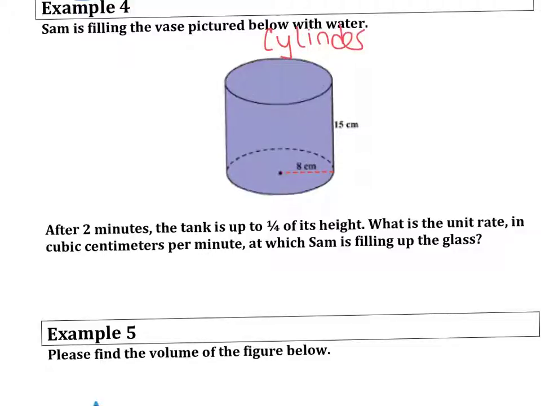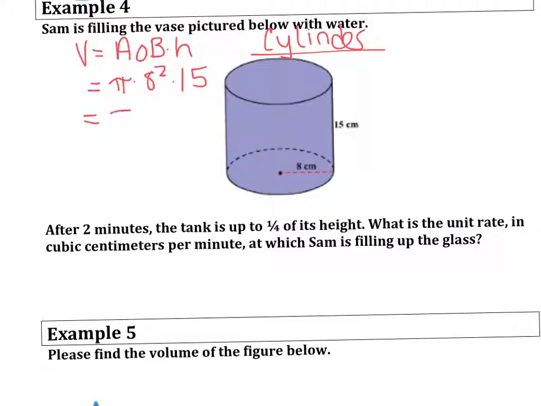So if we start by determining the volume, we remember that the volume of a cylinder is area of the base times the height. However, the shape of our base is a circle, so we would do pi r squared. So that's going to be pi times 8 squared times the height of the whole thing, which is 15.